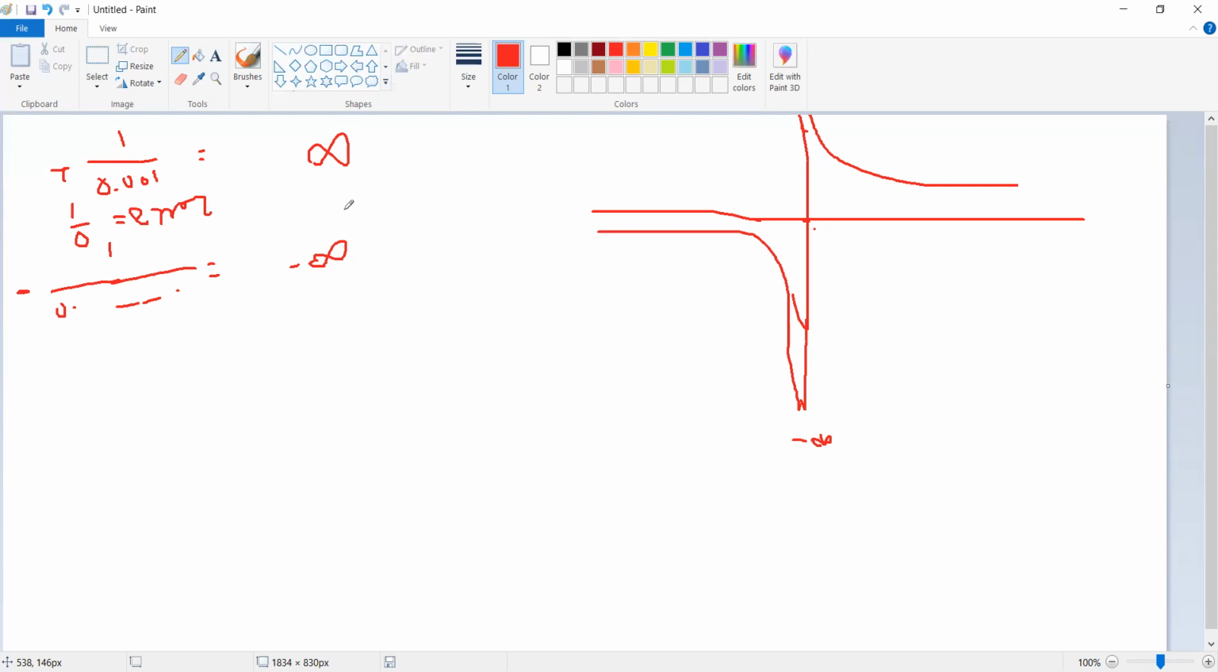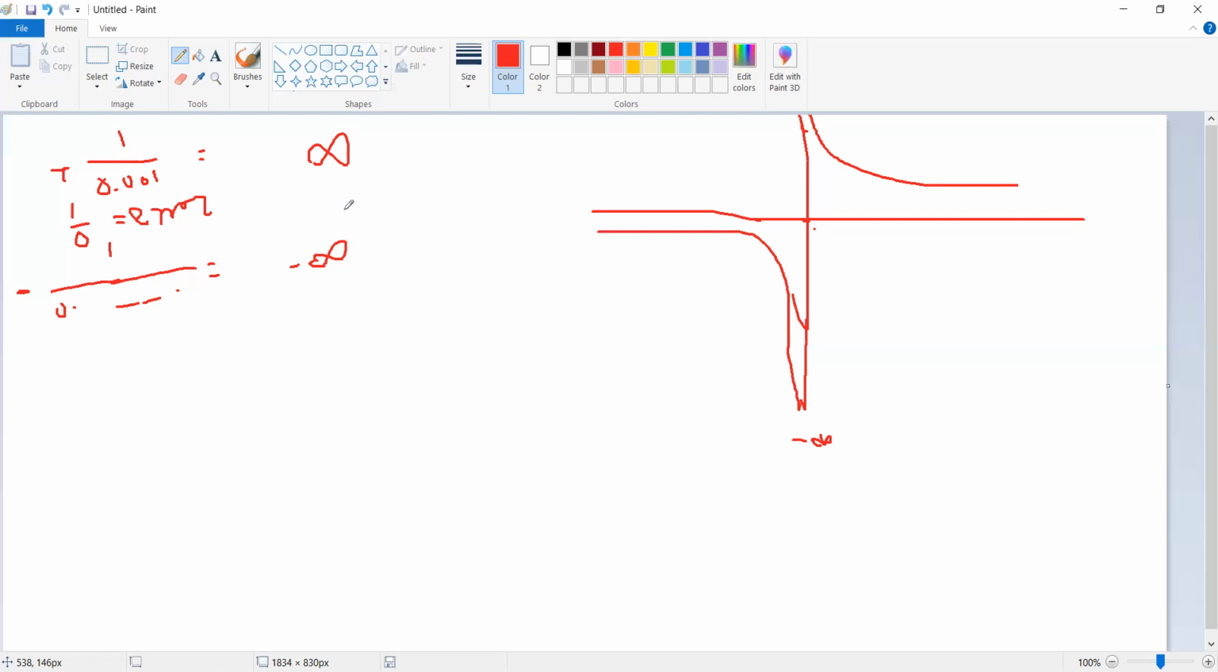And there's no sense of saying 1 by plus 0 or 1 by minus 0. 0 is 0. 0 cannot be a negative value or a positive value. If it is a very small positive value, it goes to plus infinity. If it is a very small negative value, it goes to minus infinity, right? 0 cannot go anywhere, right?